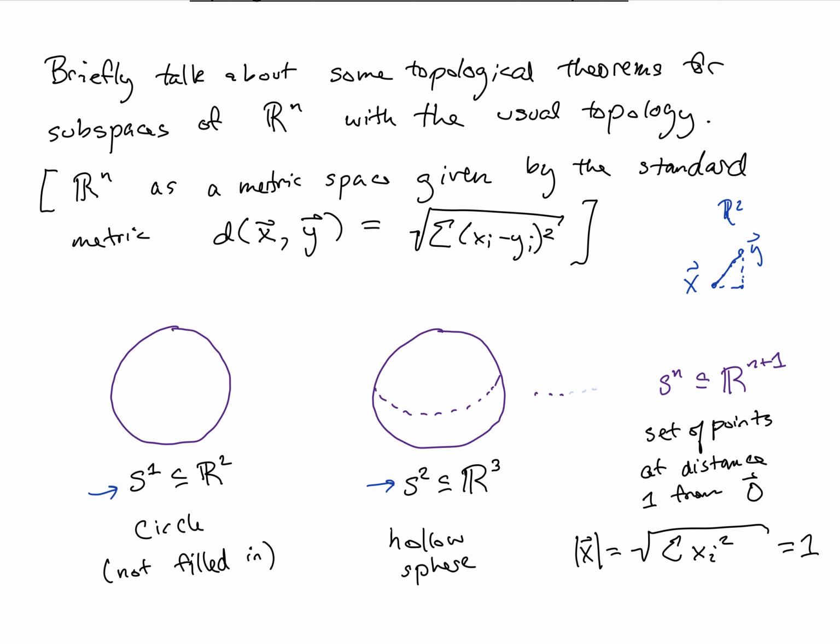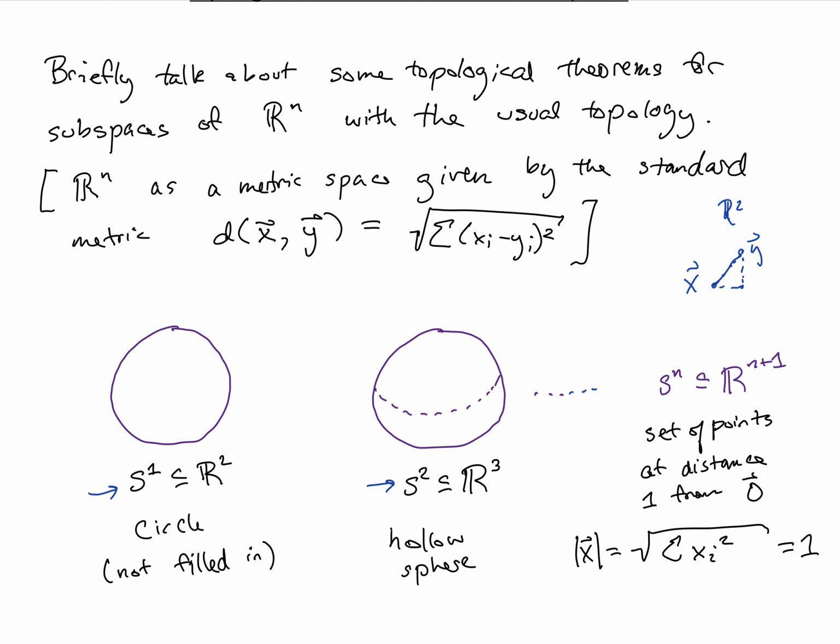S2 is the hollow sphere as a subspace of R3, of the real numbers in 3 dimensions. And we can keep going, and S to the n is a subspace of R to the n plus 1. It's going to be the set of points at distance 1 from the origin. It's harder to draw, but we can certainly think about it conceptually.